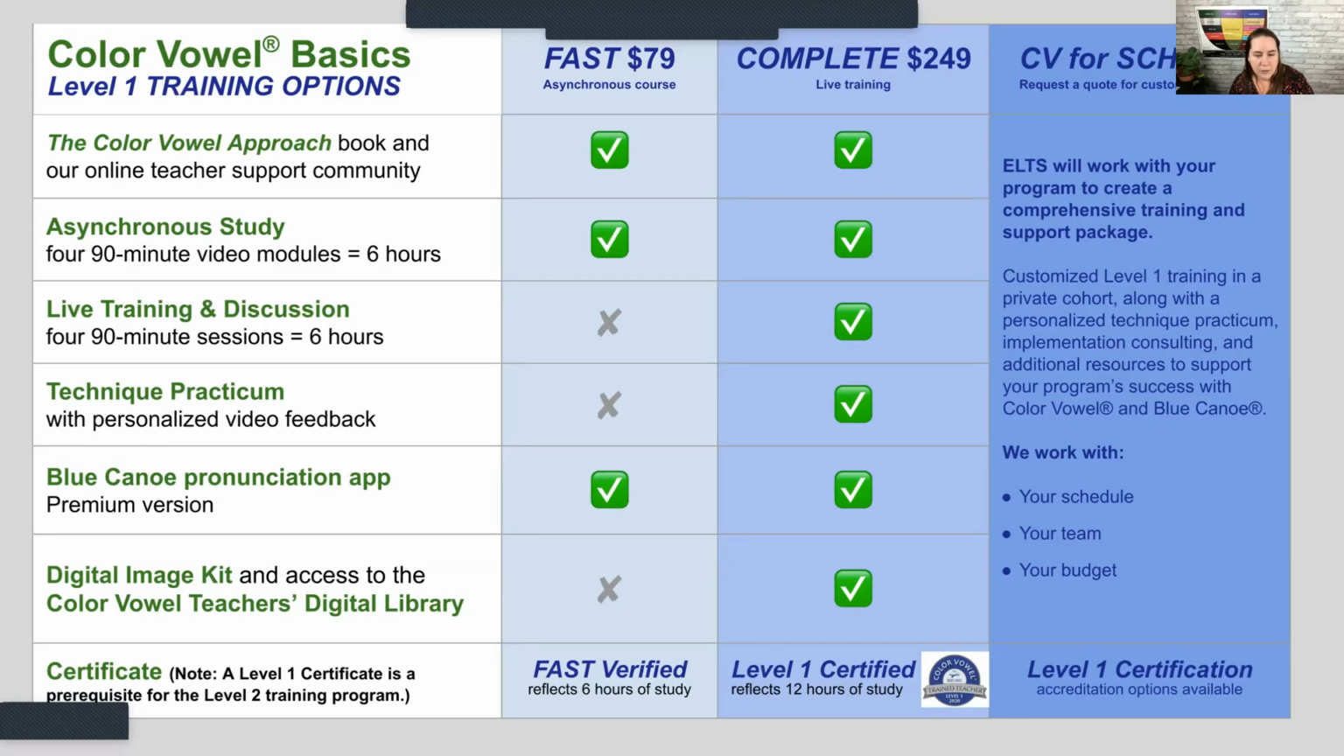Everybody gets to explore Blue Canoe, the app. And when you've done the complete course, you receive access to our digital image kit so that you can teach with color vowels, include them in your handouts, and so forth. We do offer certification. With the FAST course, you get a verification that you completed 6 hours of study. But to receive that level 1 certification, it's the full 12-hour complete program. If you're here representing a school today, you can talk with us about ways to create professional development packages, customized to your teachers' needs and your learners' needs.